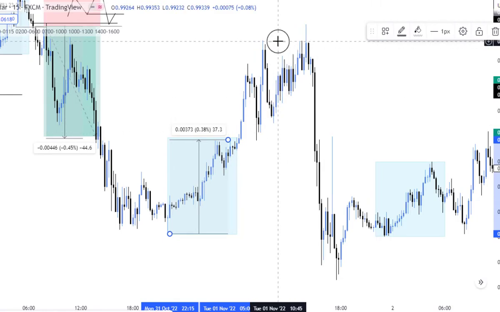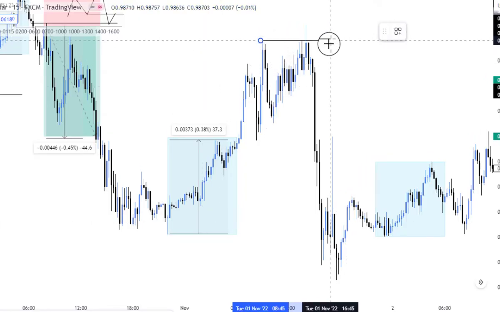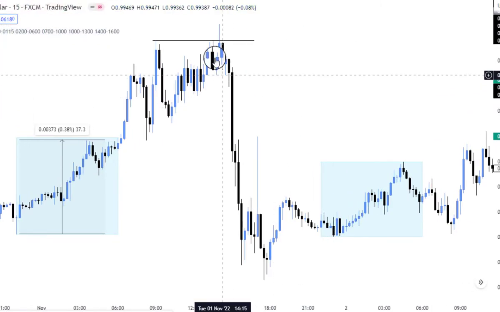We are looking for a breaking market structure to sell. Then look at what happened. Price broke structure after sweeping liquidity above that high. So it's a liquidity grab. And then what do you have here?